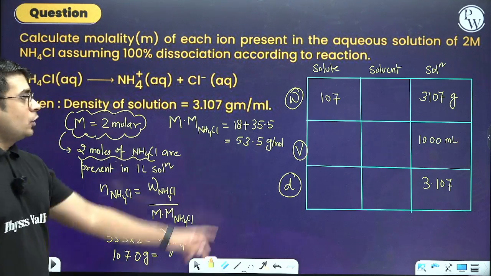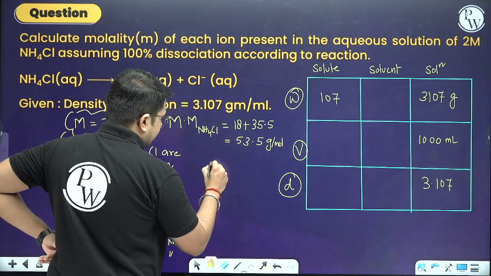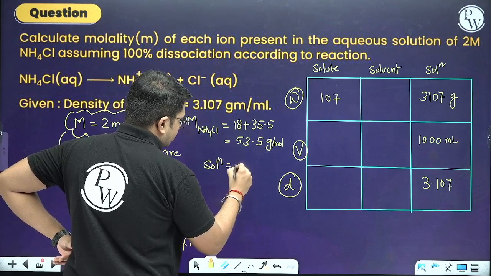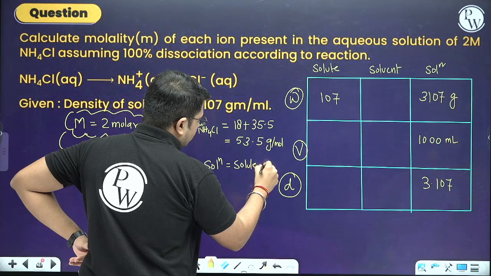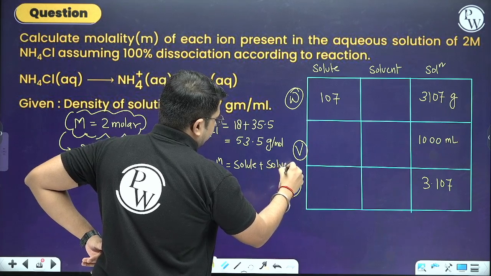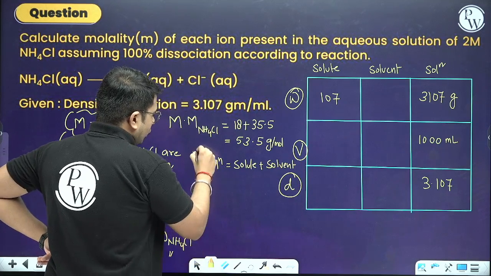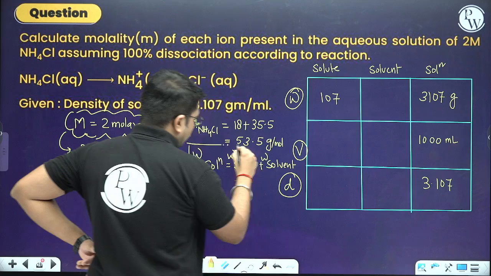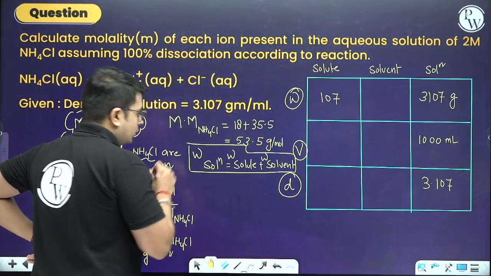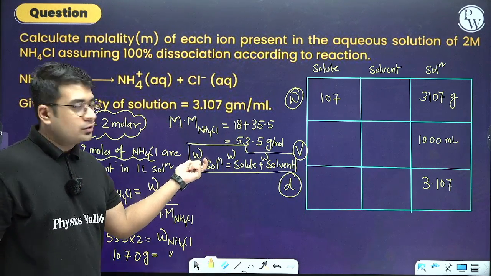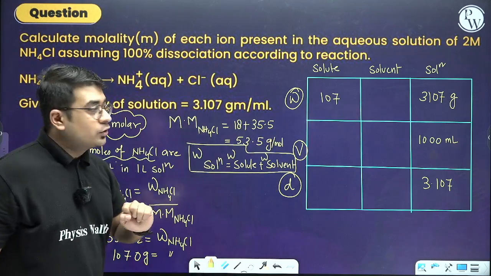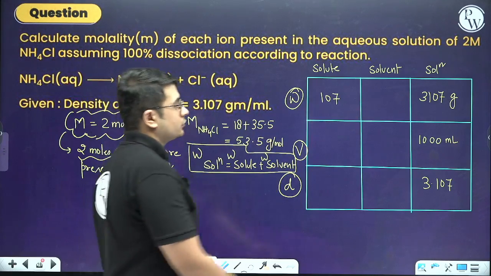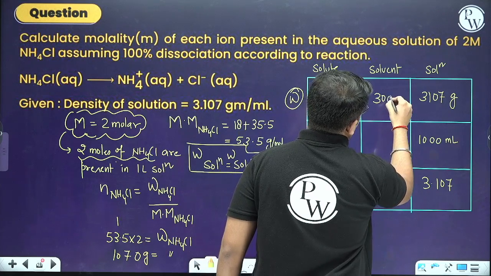Now the next part. I told you that solution is equal to solute plus solvent. So I can say W of solution will be equal to W of solute plus W of solvent. You know W of solution, which is 3107, and you know the W of solute, which is 107. So the solvent will be 3000 only. That's it.